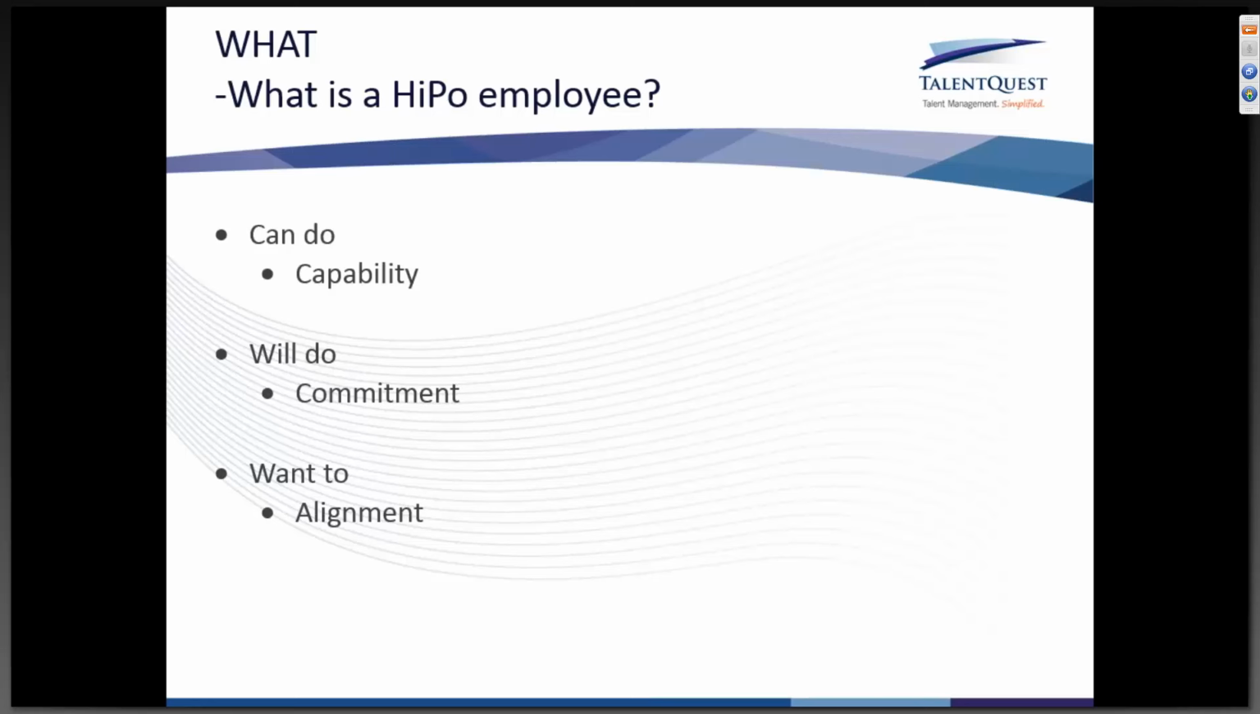Thinking about it in terms of, we often use the on the bus analogy. The can do would be if we position someone in a window seat, can they physically operate that window? The will do or the commitment, are they someone who's going to do that when asked? And then alignment, are they someone who's going to do that without being asked? Are they someone who enjoys doing that for the sake of everyone else on the bus?